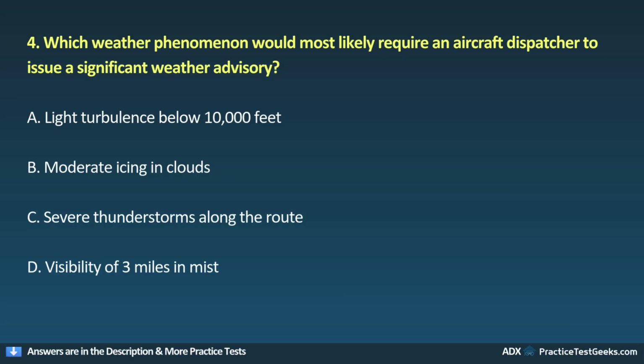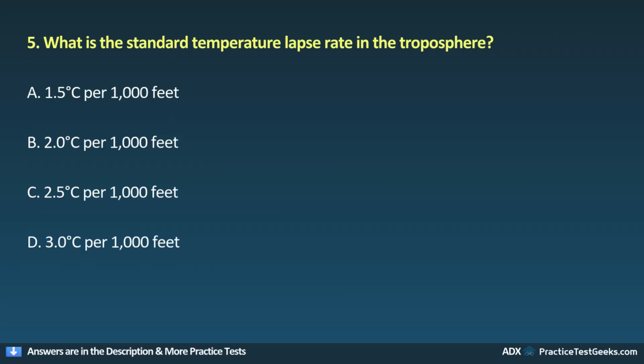A. Light turbulence below 10,000 feet. B. Moderate icing in clouds. C. Severe thunderstorms along the route. D. Visibility of 3 miles in mist. 5. What is the standard temperature lapse rate in the troposphere?